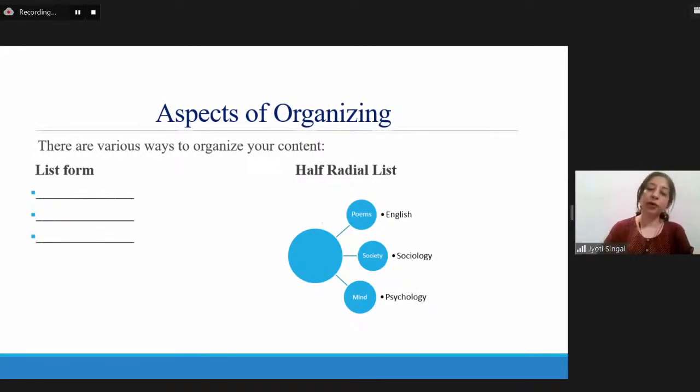Okay. So this is a very basic aspect of organizing. These are very common styles of organizing content. And whenever you write, I would suggest you also do this. This is very good for article writing. This is very good for essay writing also.